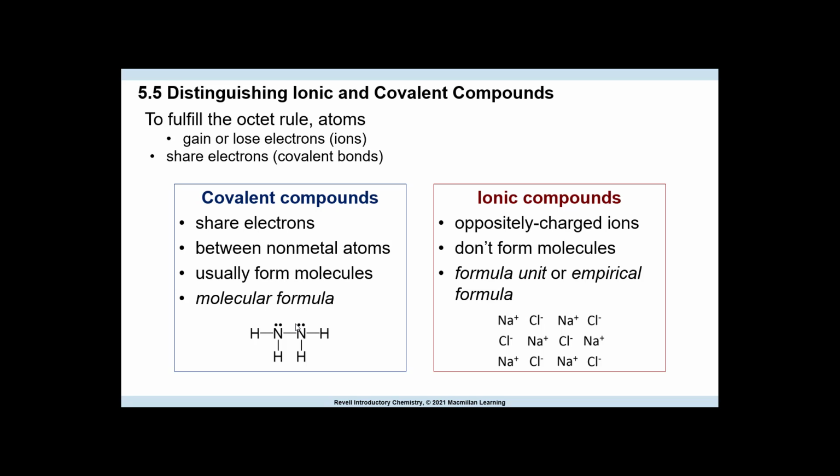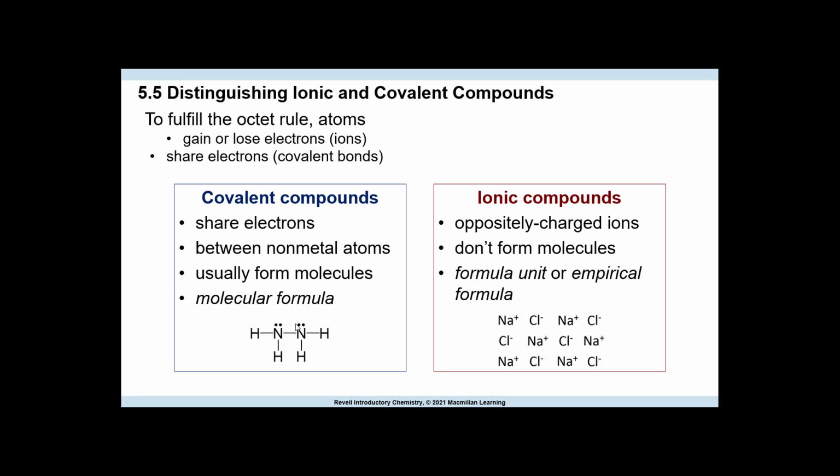Ionic compounds are formed between oppositely charged ions. Ionic compounds do not form discrete molecules. They form 3D frameworks of alternating positive and negative charges. That's the ionic lattice structure. We describe ionic compounds by its formula unit or its empirical formula.